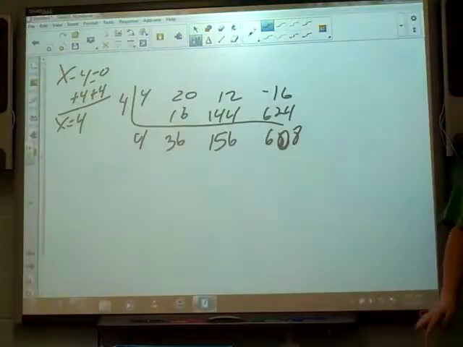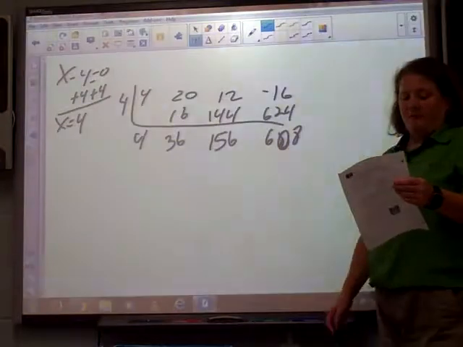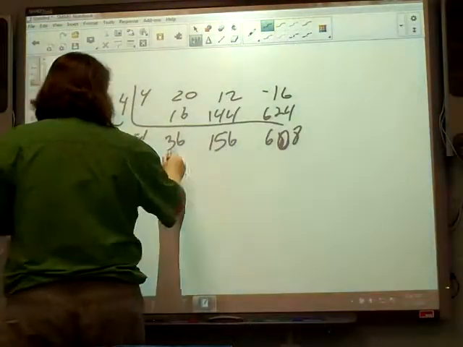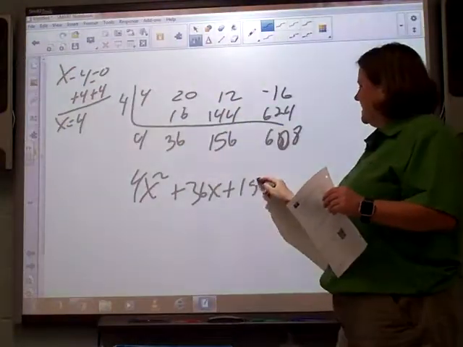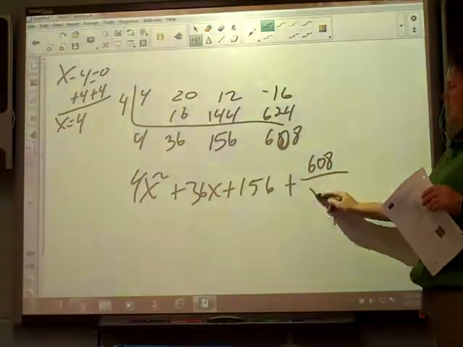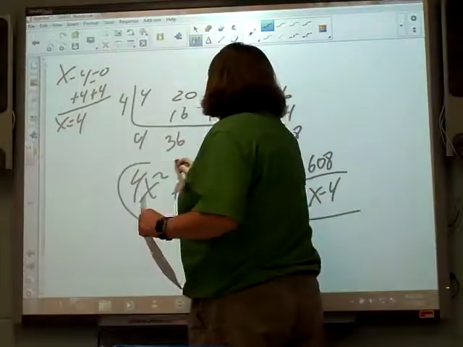Alright, so the directions just said divide. It didn't say solve or anything. So to write our answer, it started off as a 4x cubed, which means this is 4x squared, 36x, constant of 156, a remainder of 608 over what I divided by. So all of that is your quotient.